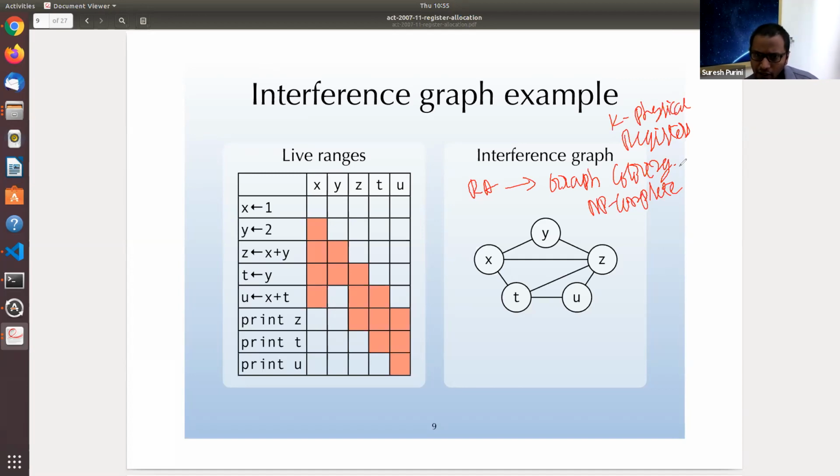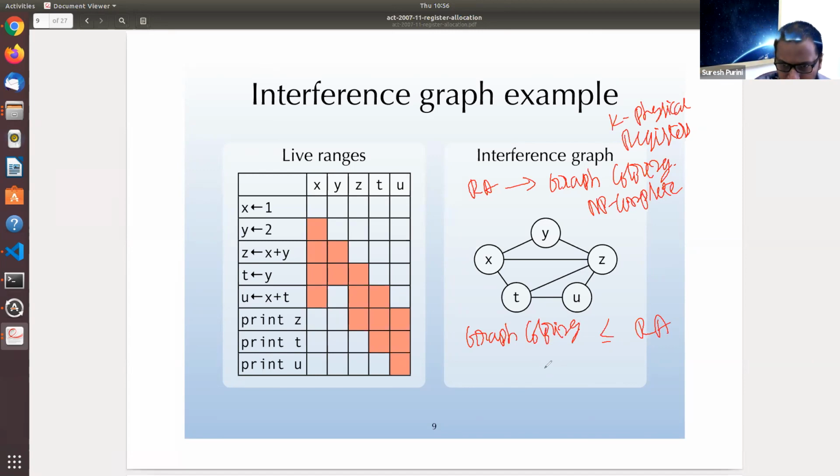Since we are able to reduce the register allocation problem to the graph coloring problem, does this mean that the register allocation problem is NP complete? No, that is not the case. In order to show that register allocation is NP complete, we have to start with some NP complete problem, let's say graph coloring, and reduce it to the register allocation problem. By going from here to here, you don't show that register allocation is NP complete. You have to start with an NP complete problem and reduce it to register allocation.